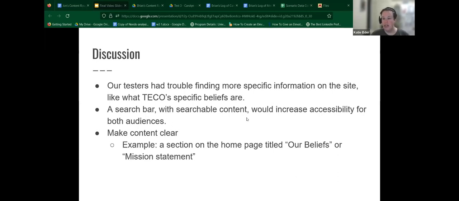If you want your clients and your communities to be able to find out your beliefs or your values, write them down in plain language and put them under a heading saying, our beliefs, or our values, or mission statement.